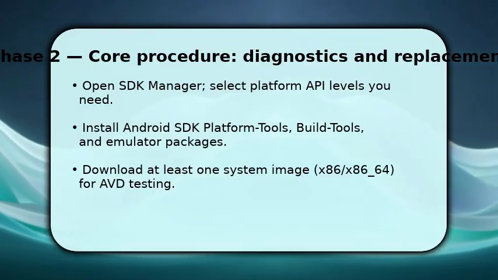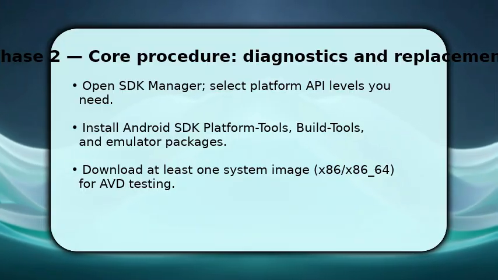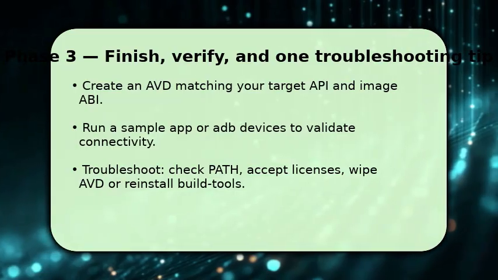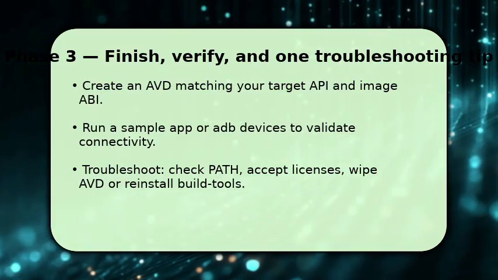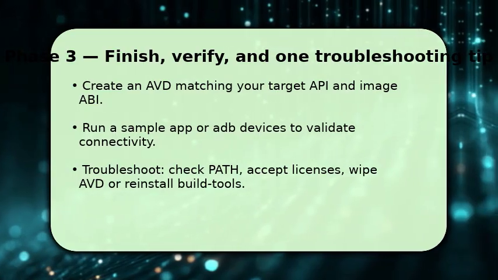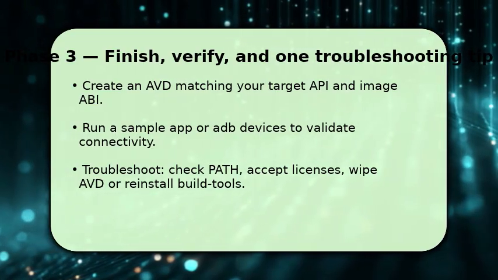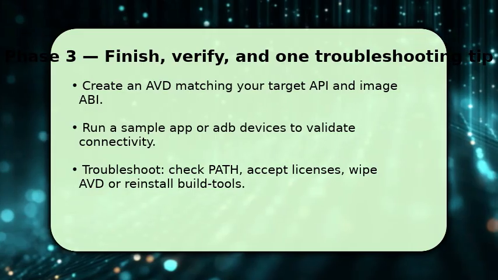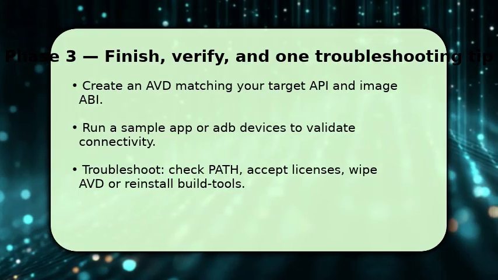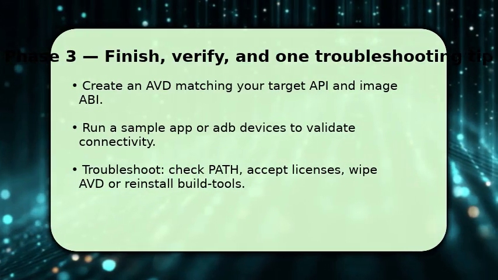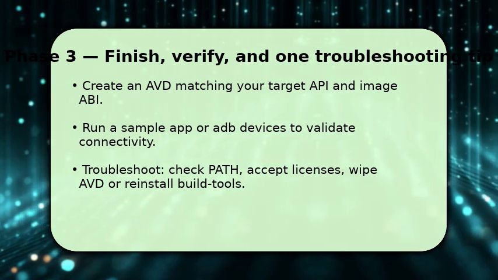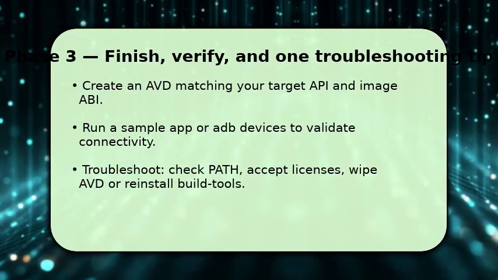Finally, create an Android virtual device in AVD Manager that matches your target API and system image, then start it and deploy a sample app to confirm the setup. If the emulator is slow, enable hardware virtualization in BIOS and install HAXM, or use Hypervisor.framework on Mac. Make sure adb devices shows your emulator or device. If not, restart adb with adb kill-server and adb start-server. If anything breaks, try wiping the AVD, reinstalling specific build tools, and rechecking.